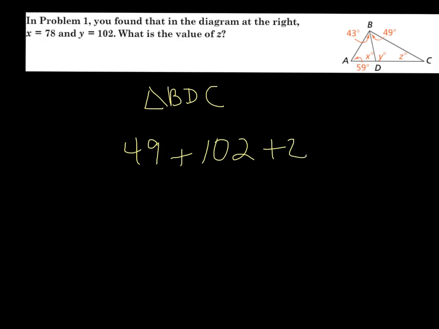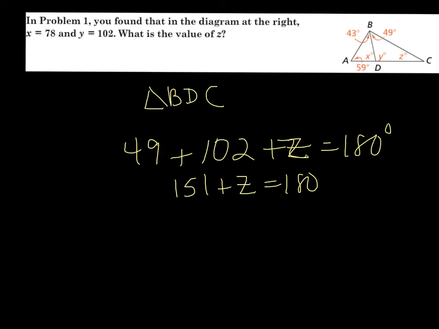So we found that our x was 78 and our y was 102. So what's that going to make the value of z? Well, in triangle BDC, I've got a 49, I found that y was 102, plus the z, and I know that all three of those have to be 180. So this gives me 151 plus z equals 180, which means z is going to be 29. So we're just using that theorem that the sum of the angles in a triangle is going to be 180 degrees.